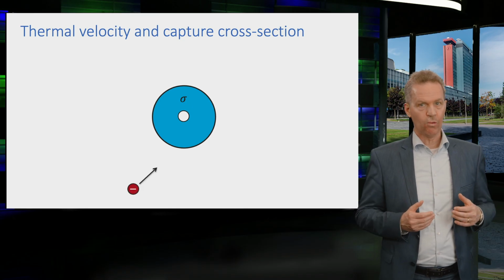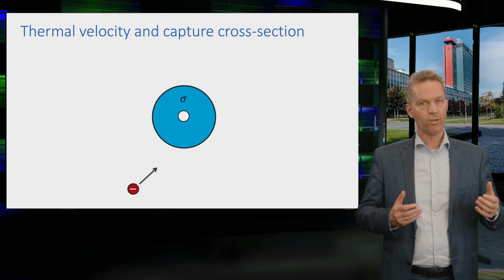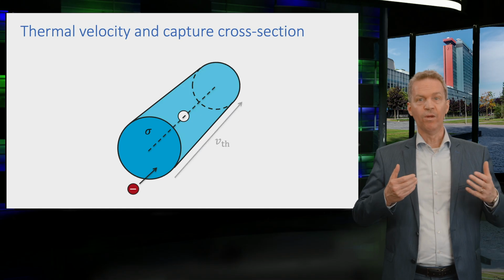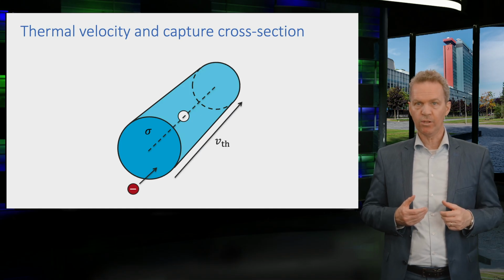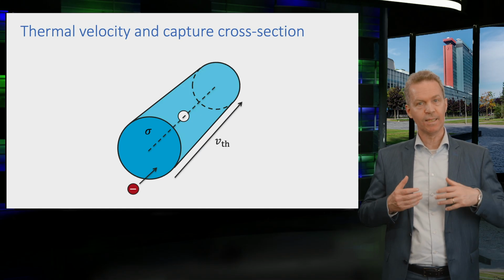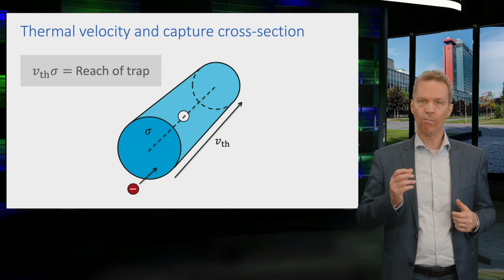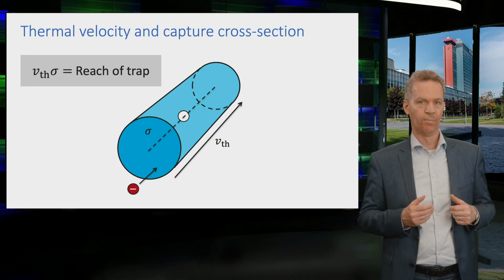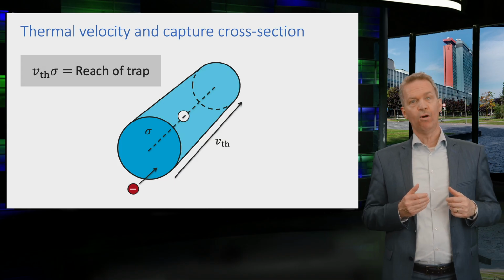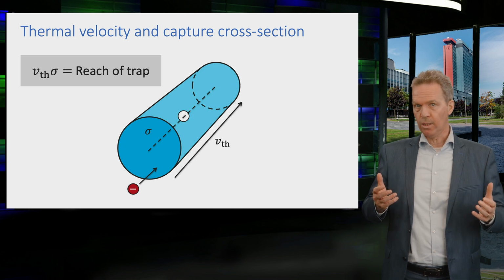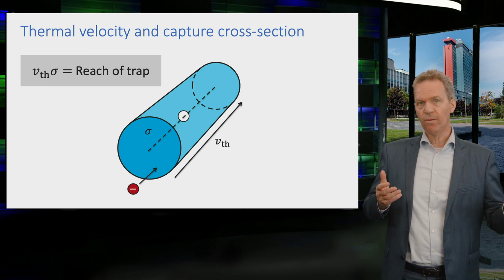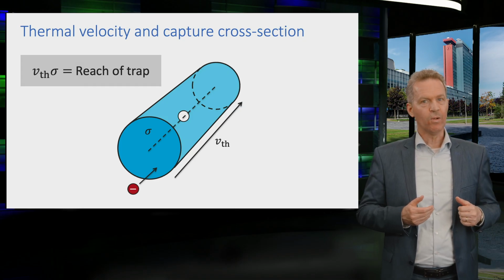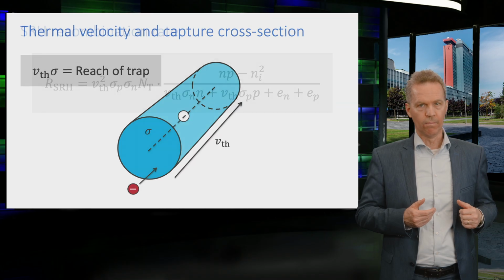Now imagine an electron approaching the trap state from the bottom left. If we now expand the circle to a cylinder with a length equal to the thermal velocity, we see that the thermal velocity and the capture cross-section together form the reach of the trap state in which it can capture an electron. The same explanation is valid for holes. We now have discussed all the process rates and we understand each of the terms in the equations. The next step is to examine the recombination rate in more detail.